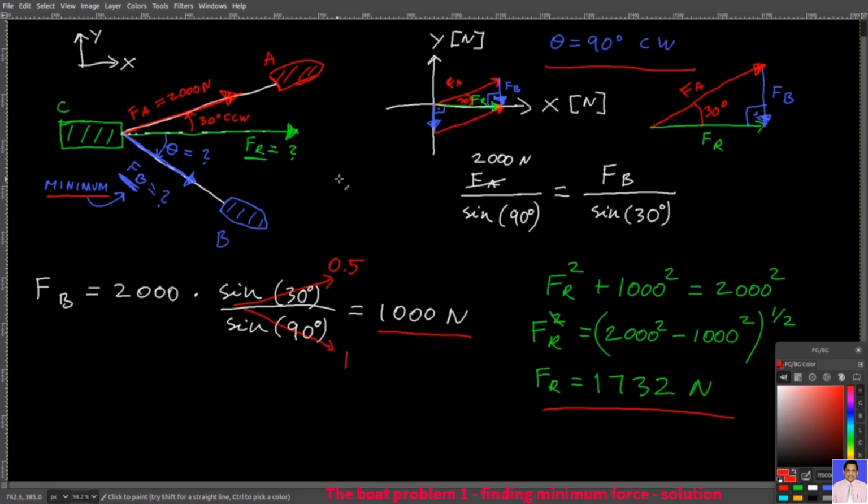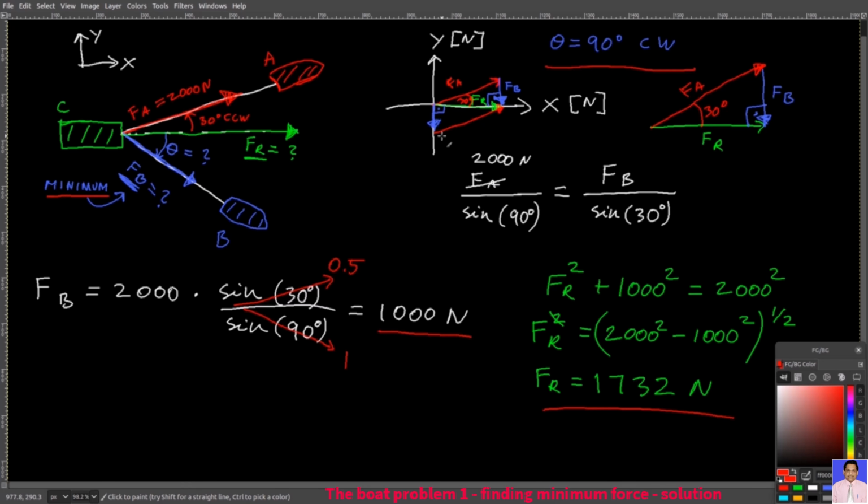So we have just solved an exercise where we had to find FB, theta, and FR so that FB would be minimum, and the information that we had was that FA was 2000 newtons at 30 degrees counterclockwise. And we found that in order to make sure that C goes in the positive x direction, and so that FB would be minimum, theta had to be at 90 degrees clockwise. You had to have this kind of situation.